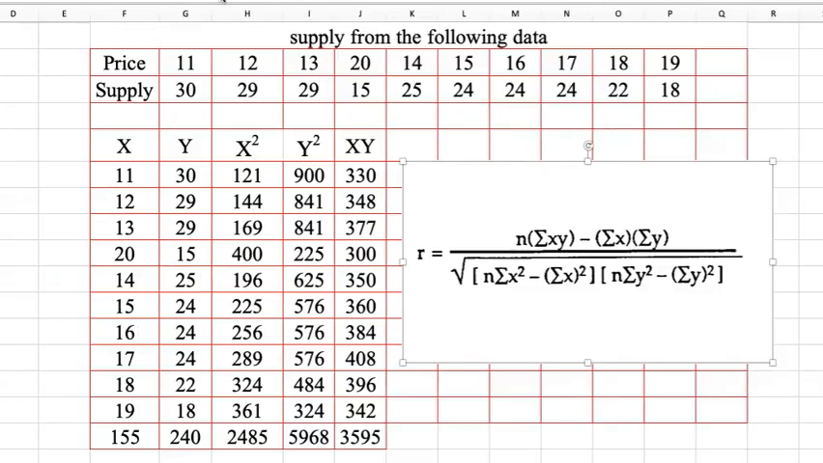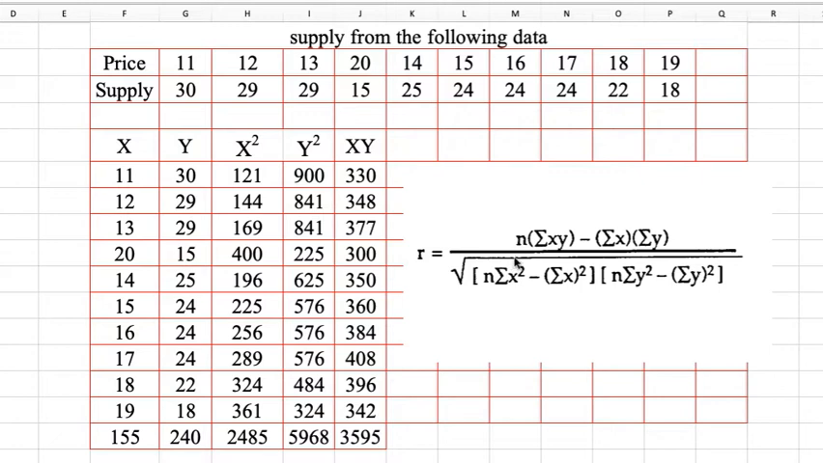Fine. Now the formula for calculation of the Karl Pearson coefficient is n summation of xy minus summation x summation y, divided by the square root of n summation x square minus summation of x whole square, into n summation y square minus summation y whole square. So this is the formula for calculation of the Karl Pearson coefficient here.